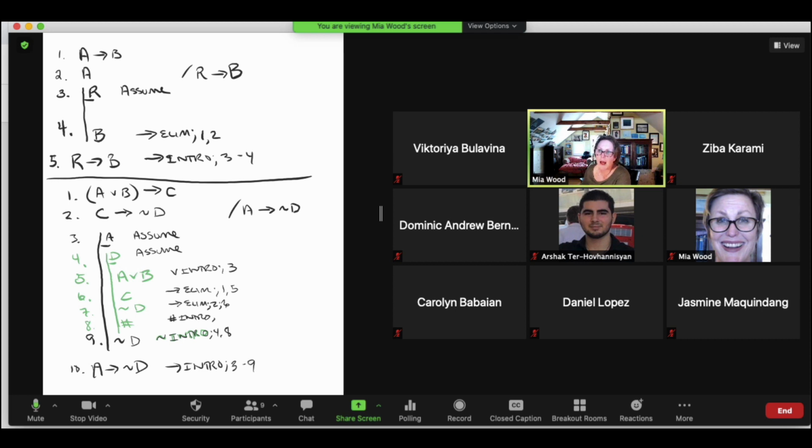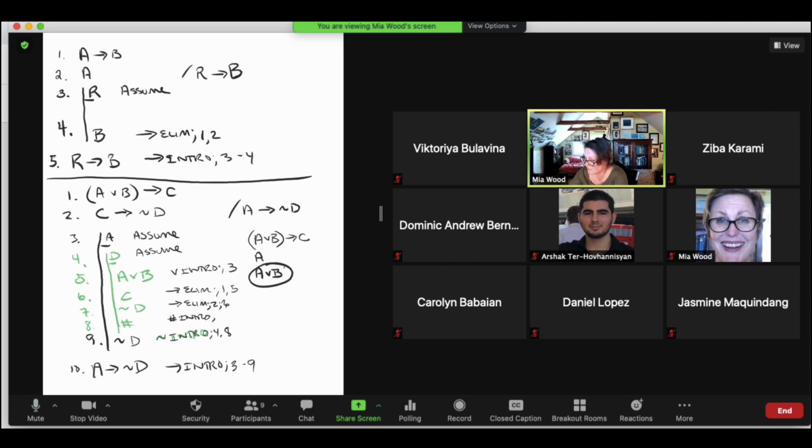Let's take a look at line 5. Lots of times people will make the following move. So I'm going to pull line 1 off to the side. Line 1 says, if A or B, then C. And I have A. And lots of times people will say, oh, well, I have A, therefore I can eliminate the conditional, right, and derive C. But you must make it explicit that you have not just A, but that you have A or B.